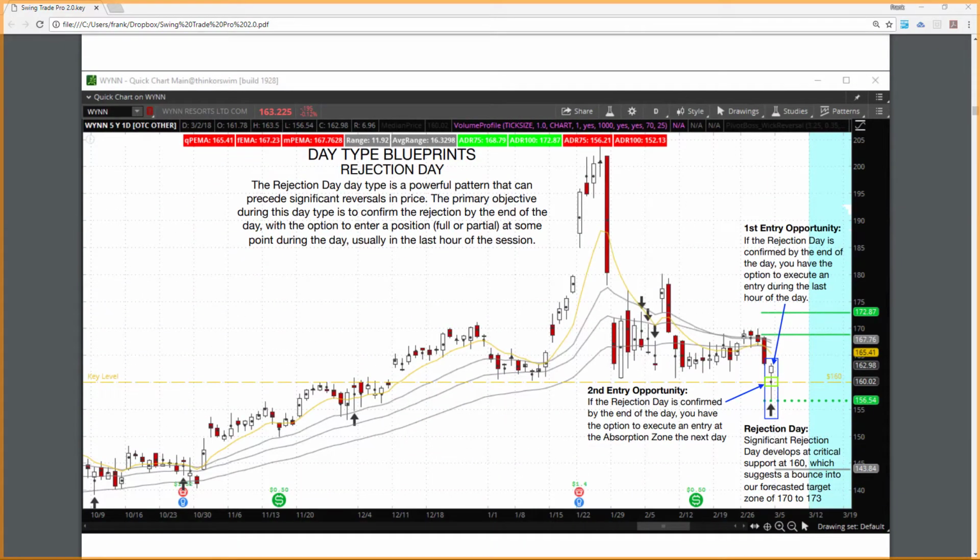Let's take a look at that right here. This is Hertz, and you can see right here, case in point, a major rejection day. This rejection day developed right at the 160 level. This 160 level had been significant support for this stock. Price pushed through it here, came back, made it support, and then rallied.